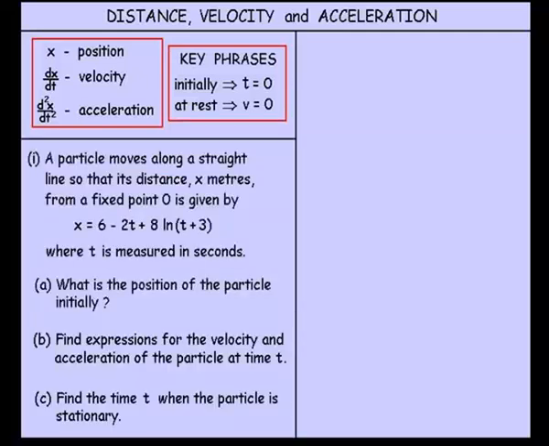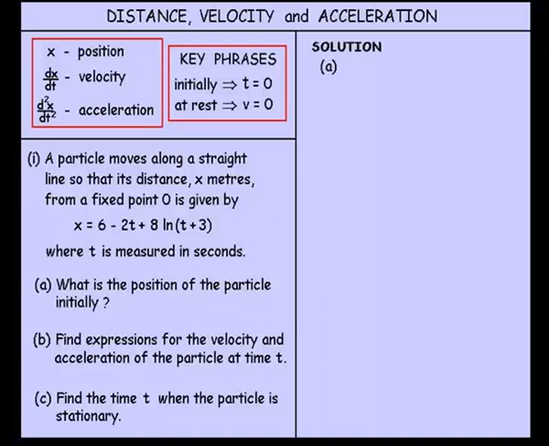Question 1. A particle moves along a straight line so that its distance x meters from a fixed point O is given by x equals 6 minus 2t plus 8 log of (t plus 3), where t is measured in seconds. Three parts. A. What is the position of the particle initially? Part B. Find expressions for the velocity and acceleration of the particle at time t. And question C. Find the time t when the particle is stationary.